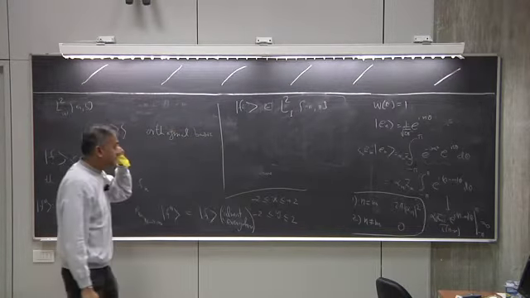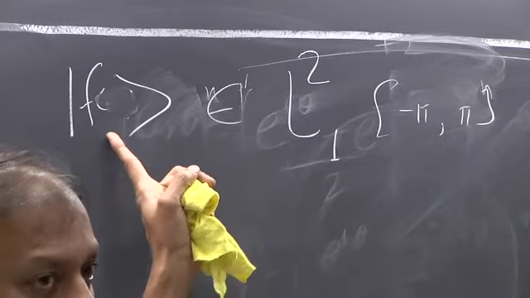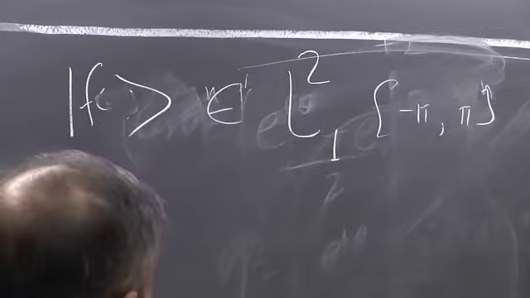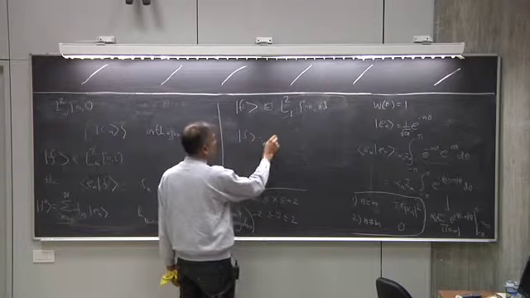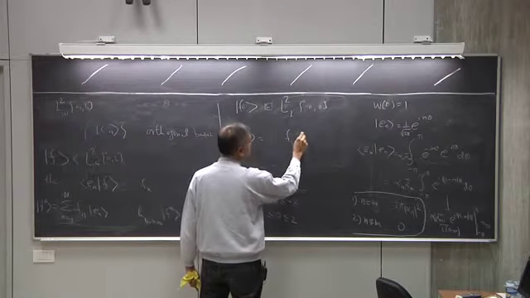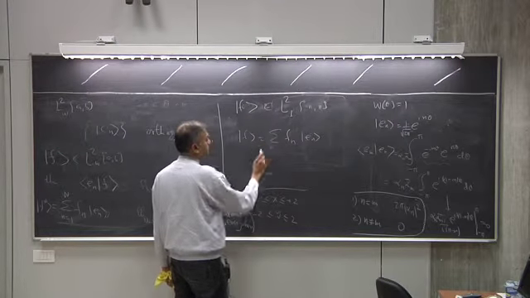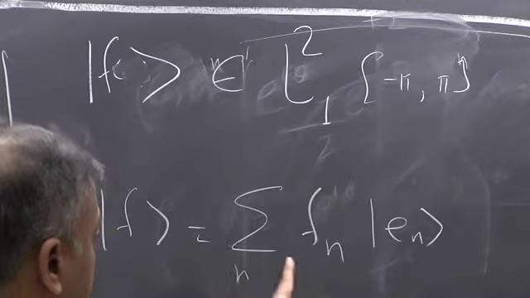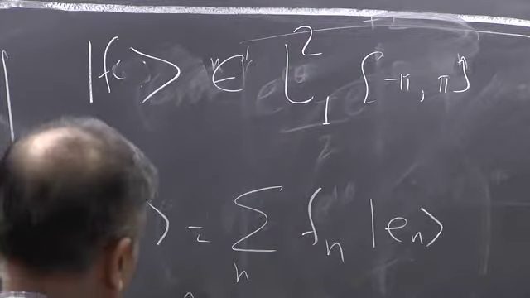If I consider any f inside this space, which means it is square integrable in the Lebesgue sense with weight function 1, then I should be able to expand f as the sum over n of fn en. But again, this equality will be in the sense of the L2 space. This is almost everywhere.